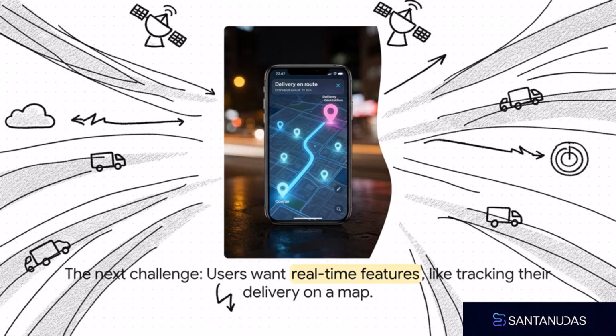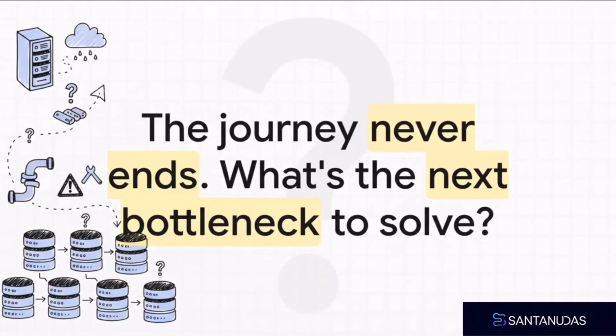We're talking about things like WebSockets, which create a persistent two-way connection between the user's phone and our servers. It's like keeping a phone line open so data can just flow back and forth instantly. And that really is the core lesson of system design. Every solution you build creates a new, more interesting problem to solve down the line. From that one little server to a massive, global distributed system, the goal is always the same. Keep building, keep improving, and always be looking for that next bottleneck. The only question is, what will it be?